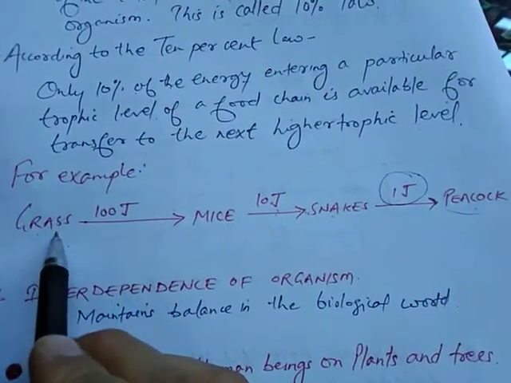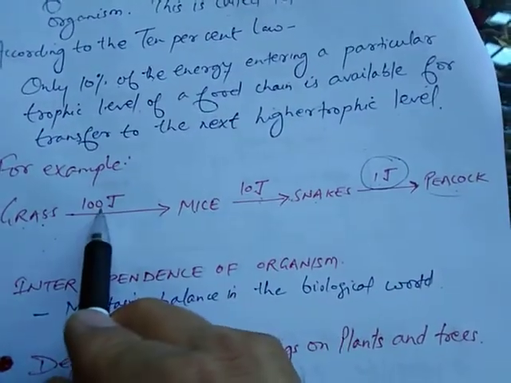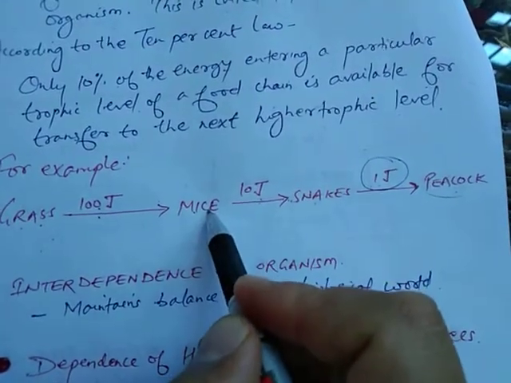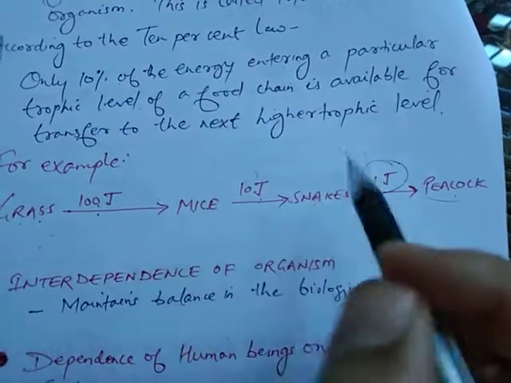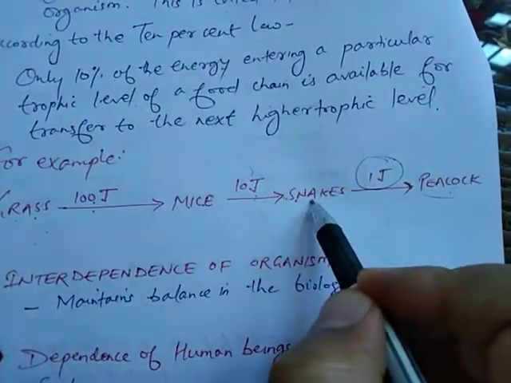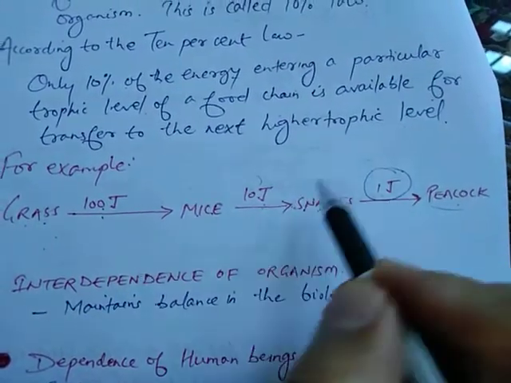Grass, so the availability of energy to mice is 100 joule. Now from mice, the availability of energy to snake is 10%. So here 10% loss is there. Again from snake to peacock, when this peacock is eating the snake, how much energy is it getting? 1 joule. So only 10% energy transfer is there.